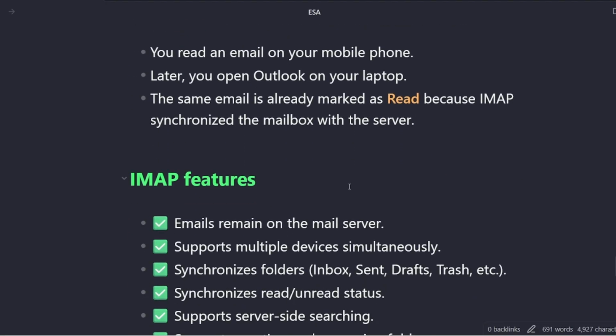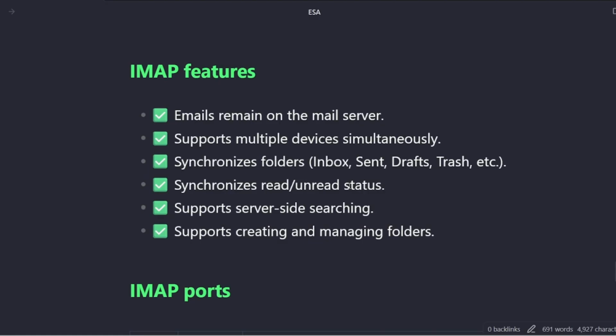So what features does IMAP provide? Email remains on the mail server. That is one beauty. You don't need to download it on the local device. It supports multiple devices simultaneously. Like I said, it can synchronize devices, a PC, a laptop, a desktop, and all the other devices also. It synchronizes folders also, like if you send any emails or receive any emails: inbox you have, sent you have, drafts you have, trash you have.